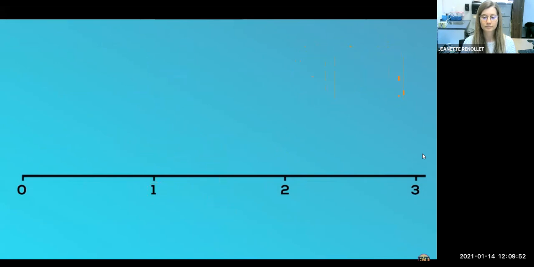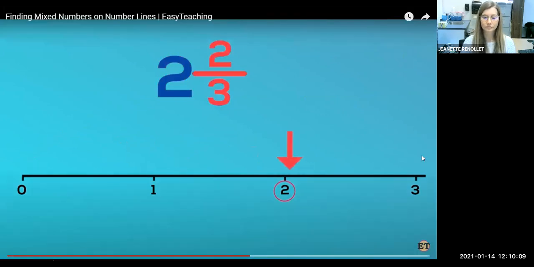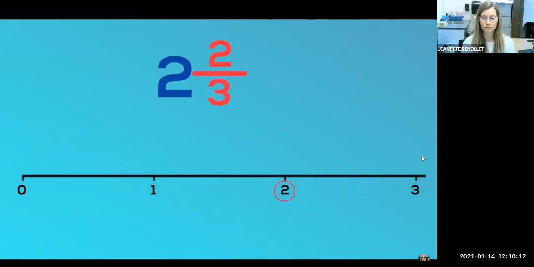Let's look at another mixed number, 2 and 2/3, and see if we can find it on the same number line. This mixed number has 2 whole. Here is 2 whole on the number line. Now we need to find 2/3. Because our fraction is in thirds, we will need to divide the next whole into 3 equal parts. Here is 2 whole and 1/3, and here is 2 whole and 2/3.